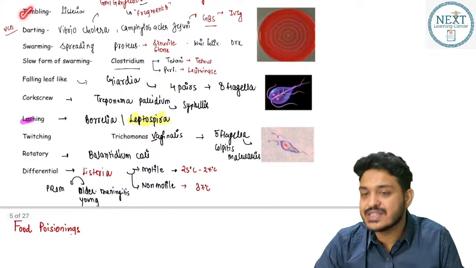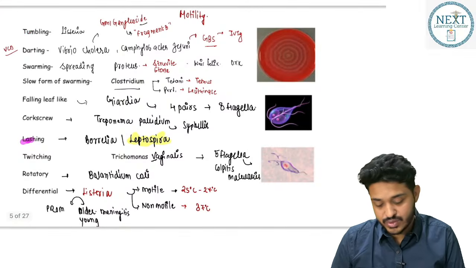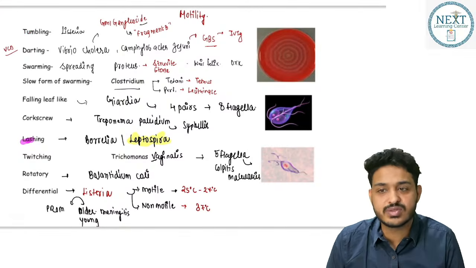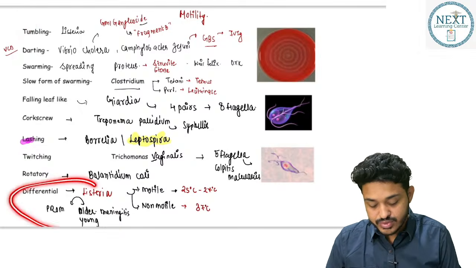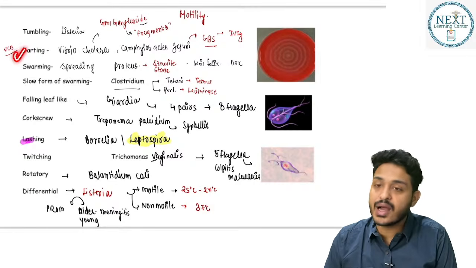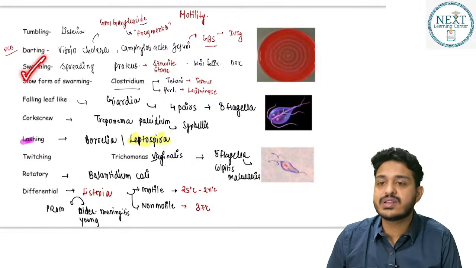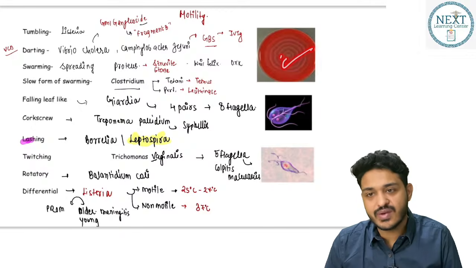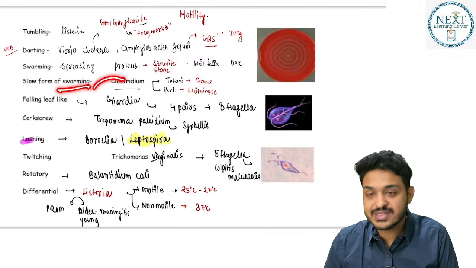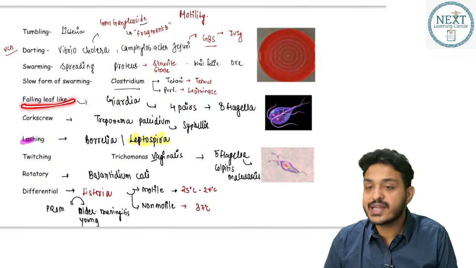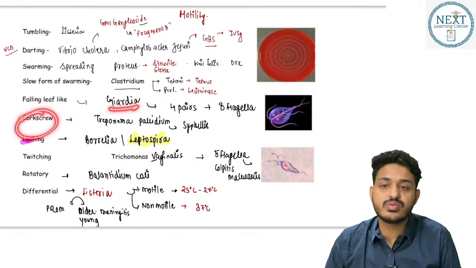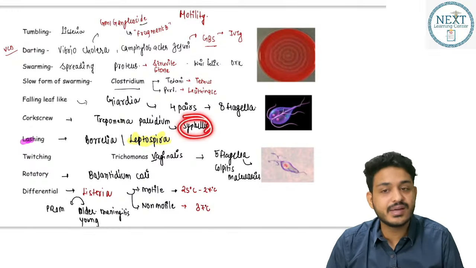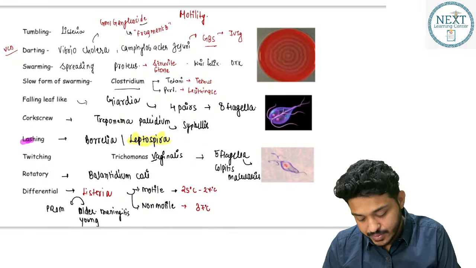And we are having these motilities. I've given you some information about these organisms also, right? So tumbling is seen with Listeria. Darting with Vibrio cholerae, swarming with Proteus. Slow form of swarming is seen with Clostridium. Falling leaf is Giardia lamblia. Corkscrew motility is seen with Treponema pallidum, which causes syphilis, an important one.